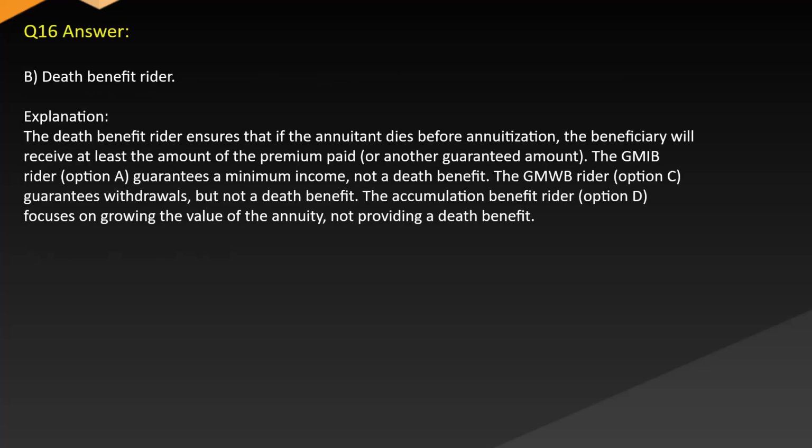Answer. B. Death benefit rider. Explanation. The death benefit rider ensures that if the annuitant dies before annuitization, the beneficiary will receive at least the amount of the premium paid or another guaranteed amount. The GMIB rider, option A, guarantees a minimum income, not a death benefit. The GMWB rider, option C, guarantees withdrawals but not a death benefit. The accumulation benefit rider, option D, focuses on growing the value of the annuity, not providing a death benefit.